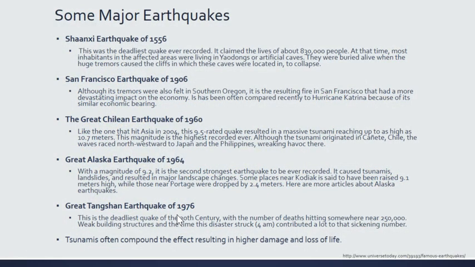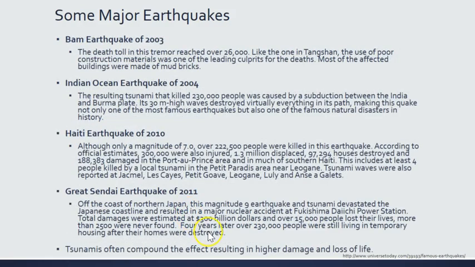And then here I've just put some information on some major earthquakes. The really big earthquakes are typically all over 9 on the Richter scale, and that means that there's a huge amount of damage. You'll notice that there's no real pattern to these dates. That's generally true. And tsunamis typically compound the effect, and you get a lot higher damage and loss of life. Again, I'm going to give you an example of that in the 2011 Great Sendai earthquake of Japan, which I've actually mentioned right down here. So anyway, just here are some extras, and here are some recent earthquakes within the last 20 years.